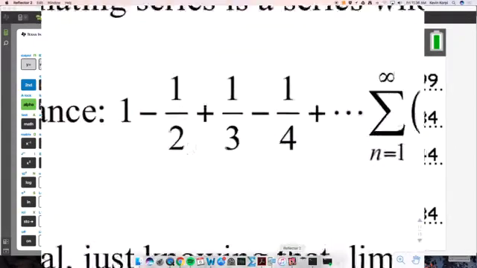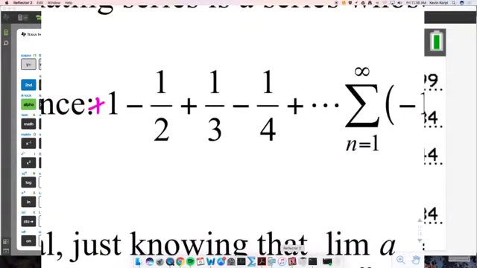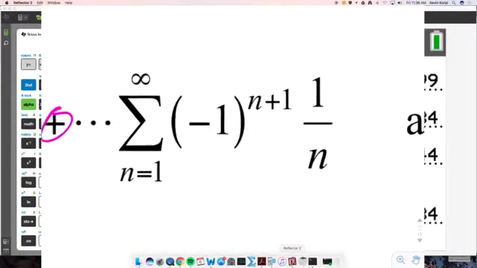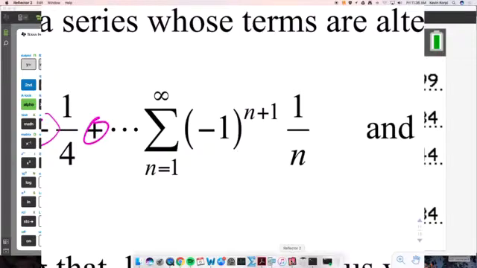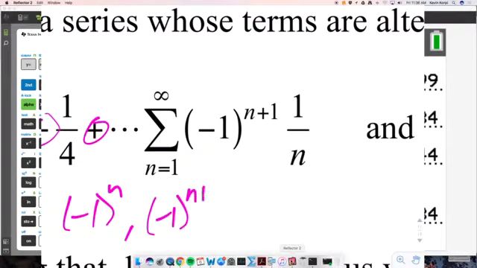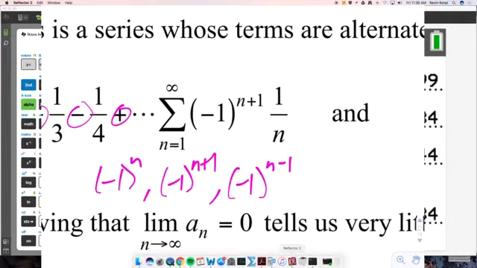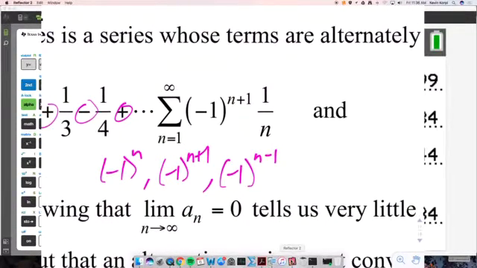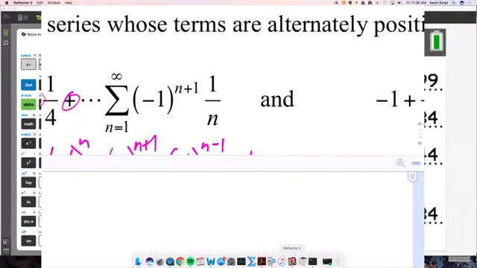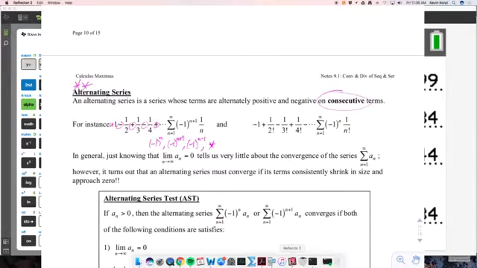So here's an example of an alternating series. You have a positive term, then a negative term, then a positive, then a negative, then a positive, then a negative. The alternators typically show up as negative 1 to the n, negative 1 to the n plus 1, negative 1 to the n minus 1. Those are the typical ones that show up. But there's also another sneaky one that shows up. I'm not going to tell you what it is just yet.